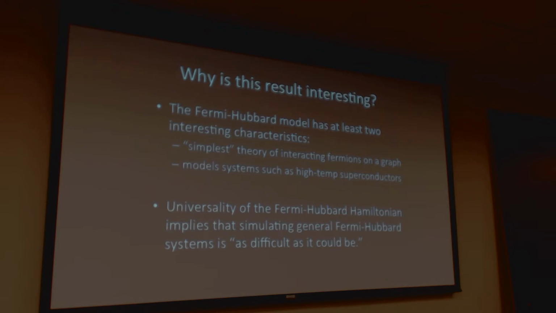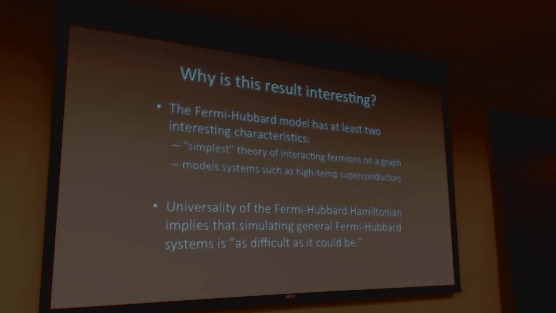So I'll give a brief motivation for why this might be interesting. First of all, the Fermi-Hubbard model has at least two interesting characteristics. It's the simplest theory of interacting fermions on a graph, and by simplest I don't mean easiest to solve by any means, but one of the simplest additions to a Hamiltonian you could have beyond a free hopping model, and it models interesting systems such as high temperature superconductors.